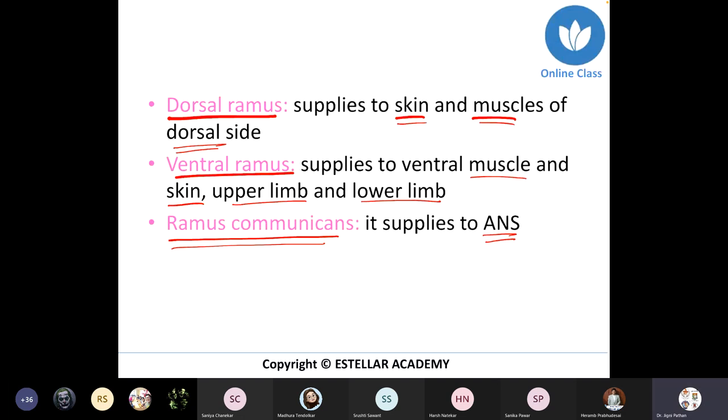Clear? Any doubts? So the spinal nerves come out and divide into three roots called dorsal ramus, ventral ramus, and ramus communicans. Dorsal ramus goes to the dorsal side, ventral ramus to the ventral side, and ramus communicans is to the autonomic nervous system. Any doubts?